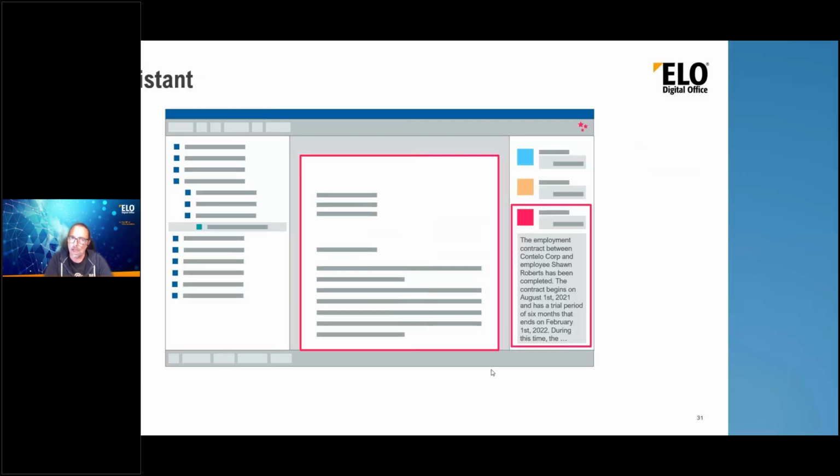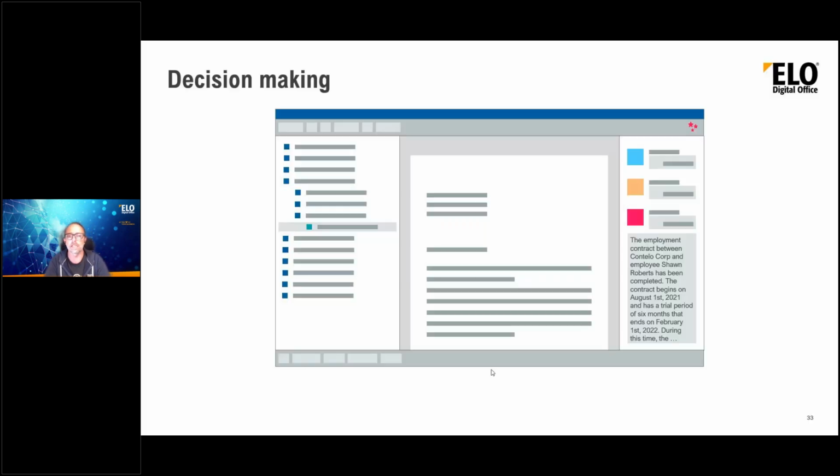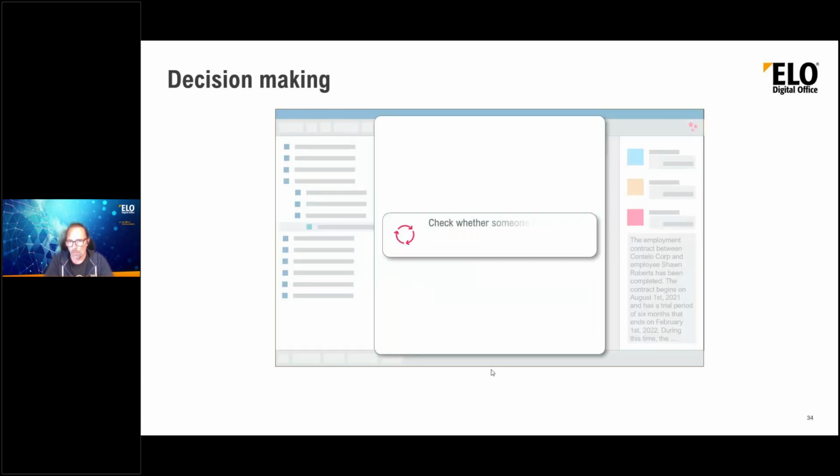What AI can do for you as well is business process automation. So it can make decisions for you. Let's stay in our employment contract, and then we can ask the AI to make a decision. For example, check whether someone from sales is responsible for this contract, answer yes or no.